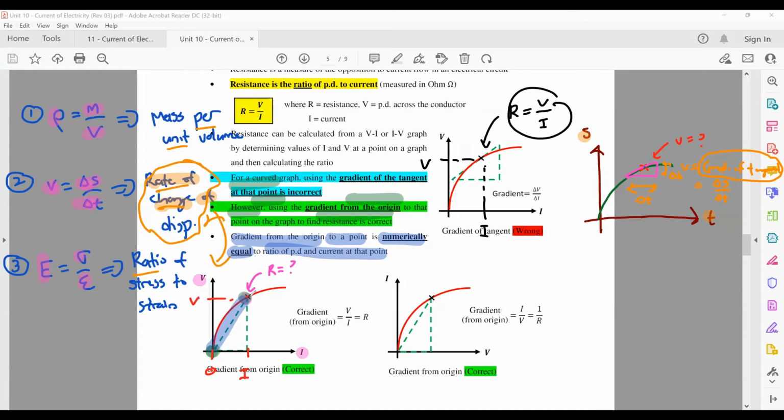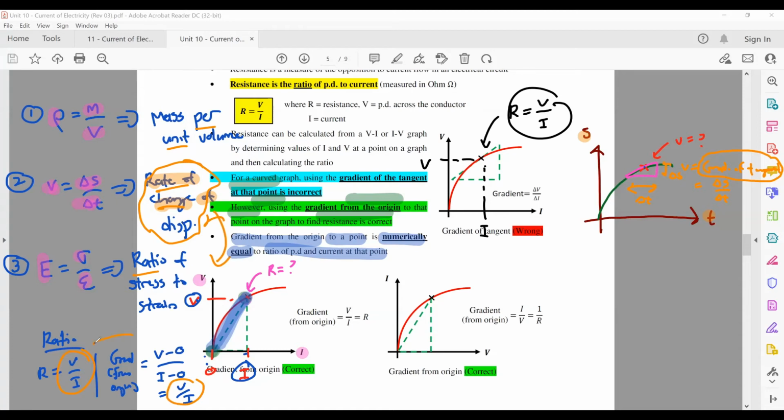Now, if I want to find the gradient of the origin here, if I say just by using ratio itself, R is V divided by I, the value of V that I have here divided by I, okay? But if I use gradient from origin, notice that it will be V minus 0 and then I minus 0, which in the end gives you V over I. You notice that this one is actually the same as this.